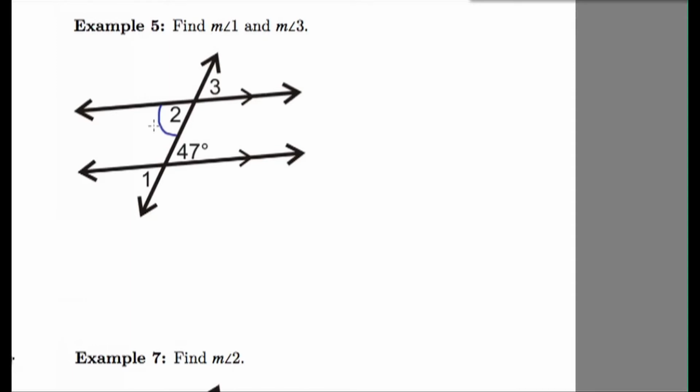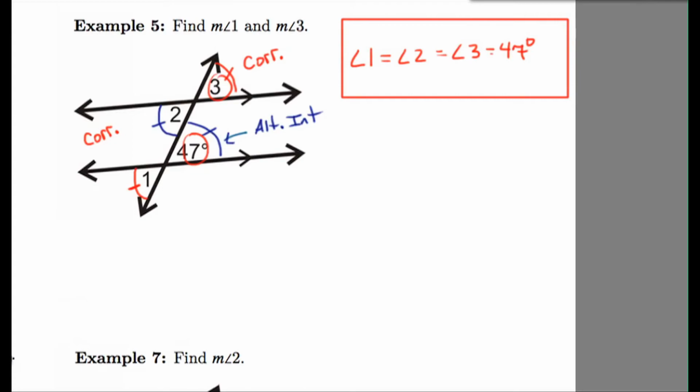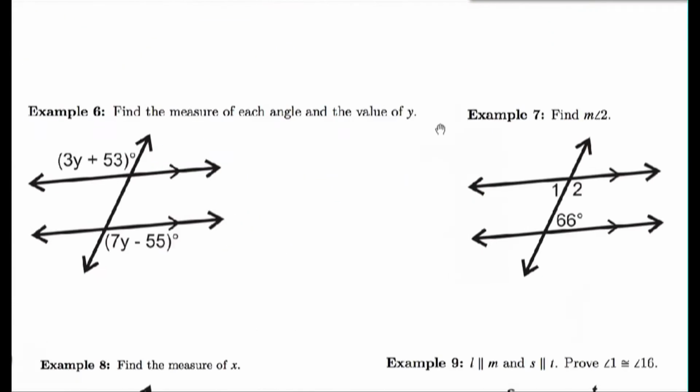Example 5, find the measure of angle 1 and 3. Well, we know that angle 2 and 47 are alternate interior, 1 and 2 are corresponding, and 3 corresponds with angle 47. So they're all congruent to each other. So angles 1, 2, and 3 are 47.